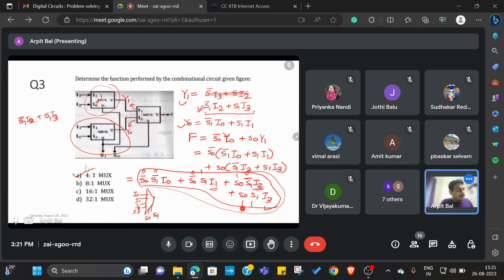Okay, I hope this particular method is clear. The solution is straightforward, but this method is important. So I hope that is clear. Does anyone have any doubt in this question? No. Okay, thanks. So let's move on to the next question.